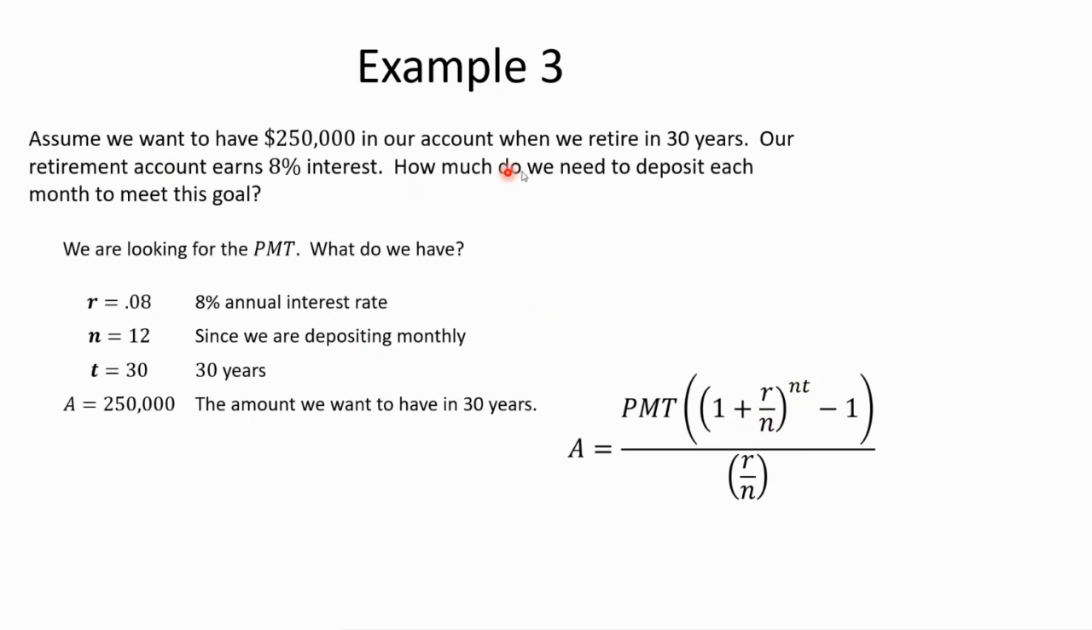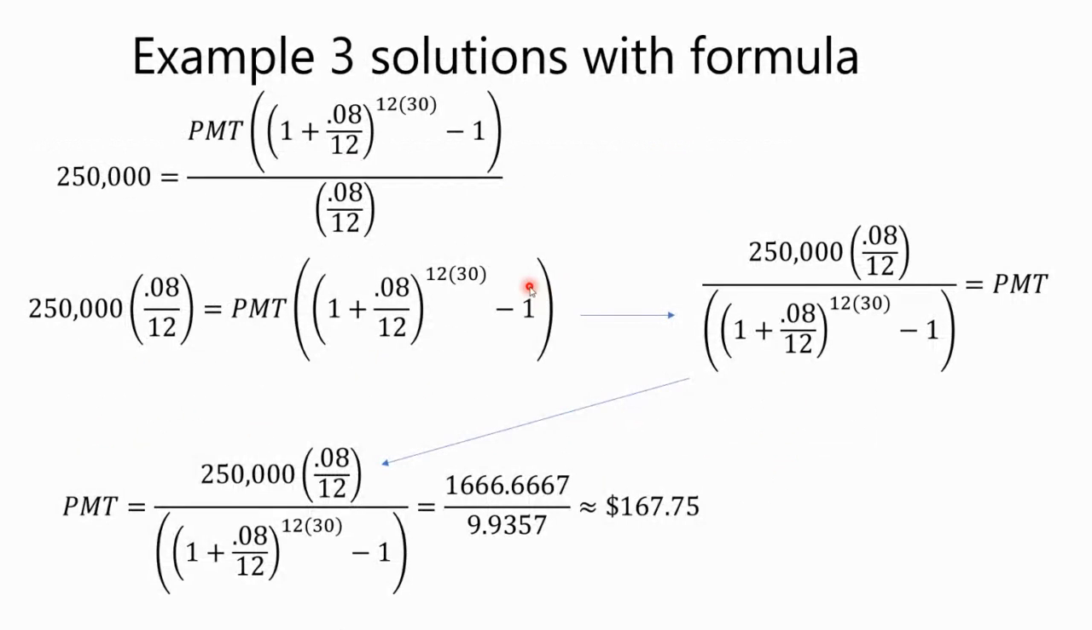T is 30 years because that's what we're given. And we want A to be $250,000. So we want to know what PMT is, and we're going to solve for that. Here we plugged everything in, as you can see. Good.